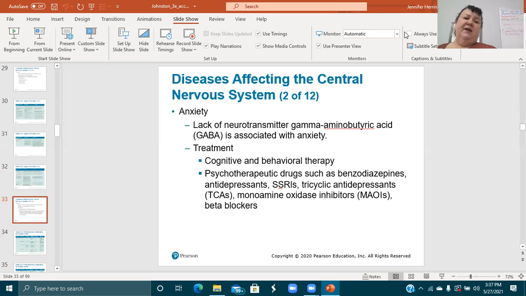So with anxiety, there is a lack of the neurotransmitter gamma aminobutyric acid, or GABA, and it is associated with anxiety. So treatment can include cognitive and behavioral therapy, psychotherapeutic drugs such as benzodiazepines, antidepressants, SSRIs, tricyclic antidepressants or TCAs, monoamine oxidase inhibitors or MAOIs, and beta blockers.